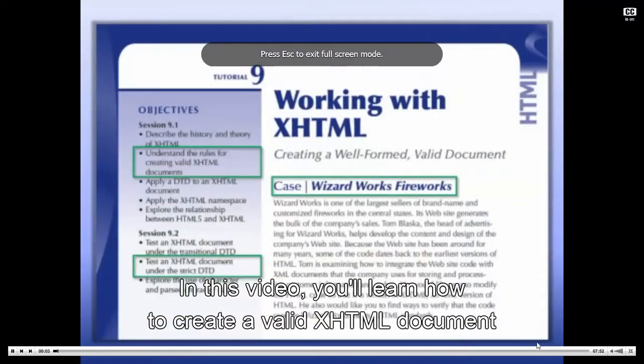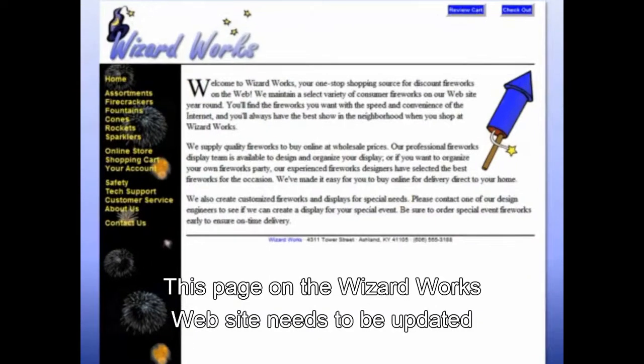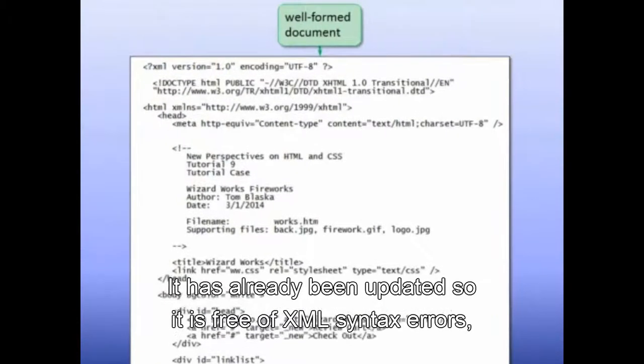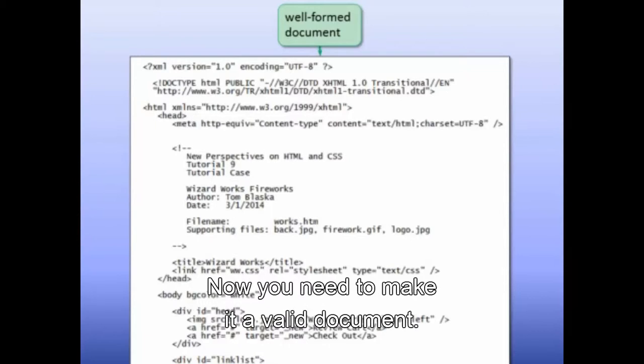You'll learn how to create a valid XHTML document for the WizardWorks website. This page on the WizardWorks website needs to be updated to meet XHTML standards. It has already been updated, so it is free of XML syntax errors, making it a well-formed document. Now you need to make it a valid document.